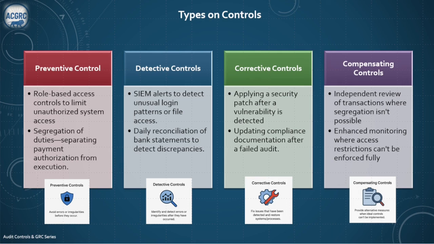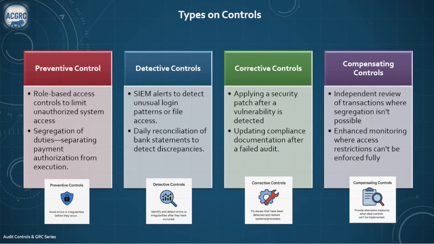The second example would be segregation of duties. It is about separating, in this case, the payment authorization from execution. Many would be familiar with segregation of duties. That's exactly what a preventive control is. It's a preventive control because it is there to avoid errors or irregularities before they occur. They are preventing something from happening.